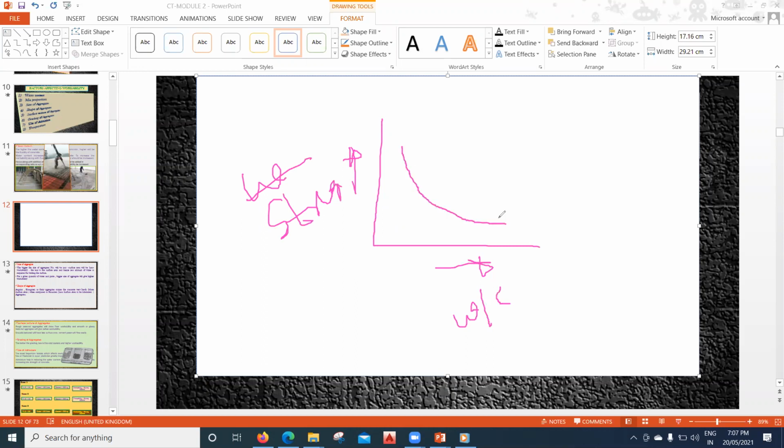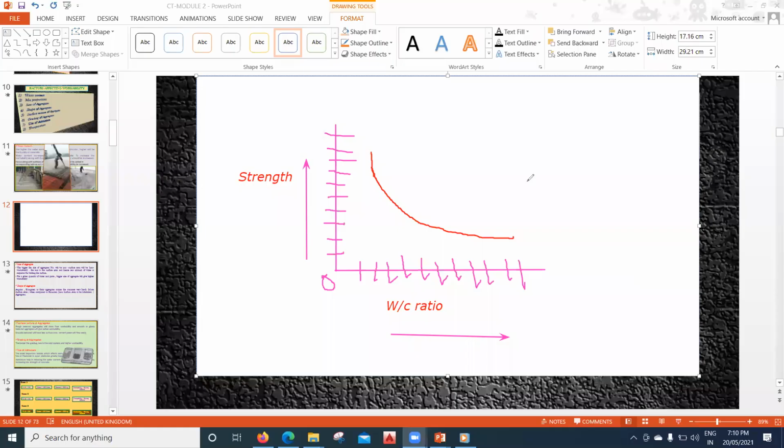Now what you can understand from this graph, if the water cement ratio is increasing, then what is going to happen? The strength is also going to come down, right? You can see it here from the graph. This is how my graph is. Let me even put it in a better way. Give me a minute. Yeah, so you can see it here, right?